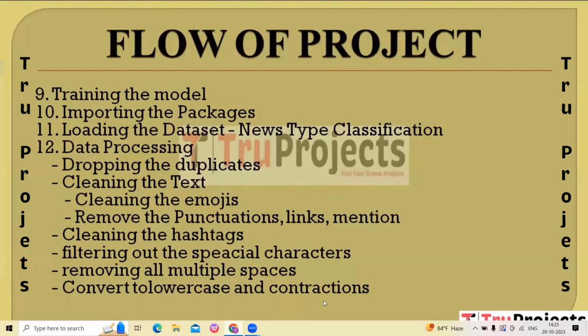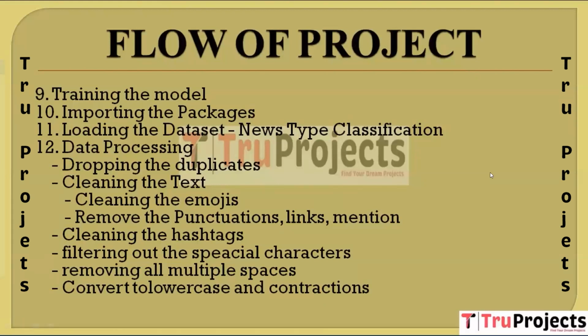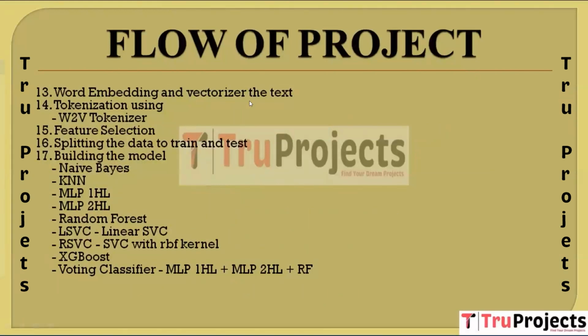Convert to lowercase and expand contractions. Convert the text to lowercase for uniformity and expand the contractions, for example can't to cannot. Then next we have word embedding and vectorizing text. Word embedding techniques like word2vec or similar methods can be used to represent words in vector form. These word embeddings can be used as features for machine learning models. Vectorization is the process of converting the text data into numerical format that can be used by machine learning algorithms.